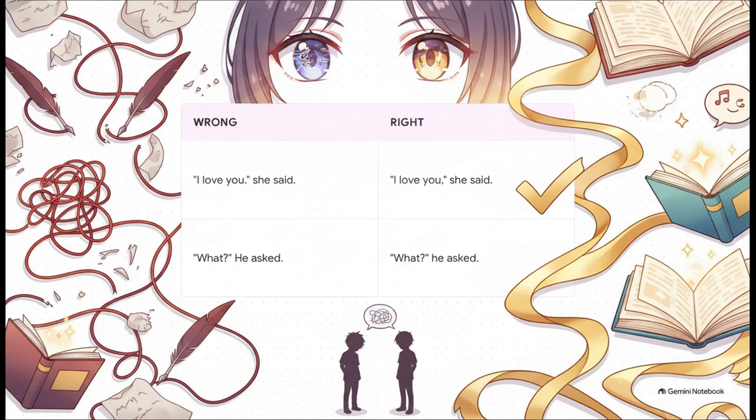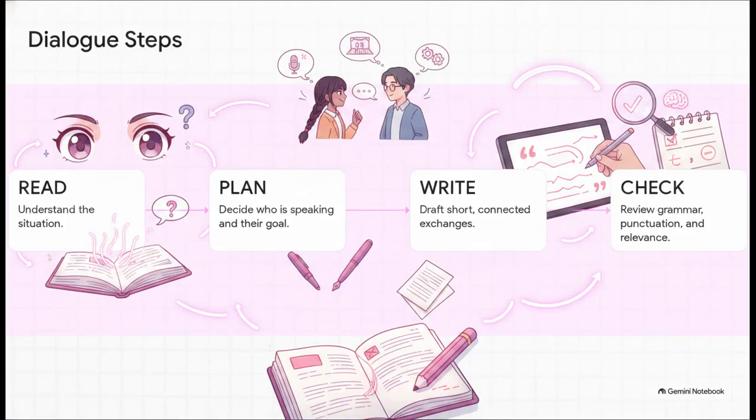Humans cannot physically laugh or sigh a word. You can say a word and then laugh, sure, but you cannot laugh a word. So, "she laughed" needs to be its own separate sentence entirely. Now, if you're ever feeling overwhelmed by all this, here is a brilliant four-step strategy derived directly from English exam prep materials. Step 1, read and truly understand the situation. Step 2, plan who is speaking and what they actually want to achieve. Step 3, write short, logical, connected exchanges. And Step 4, check your grammar and your relevance. Doing this ensures you fully grasp the context and purpose before you ever type a single quotation mark.